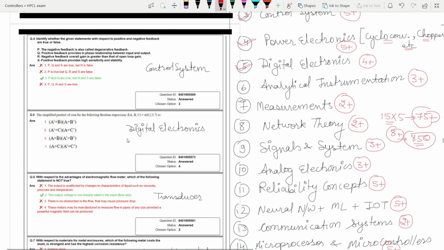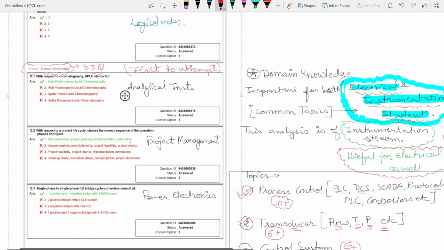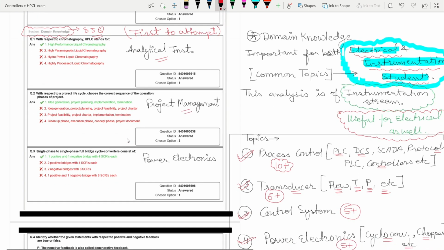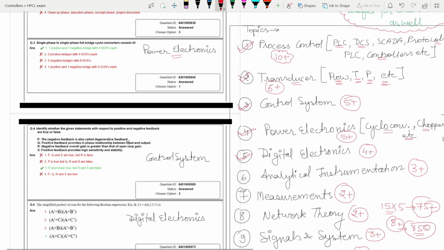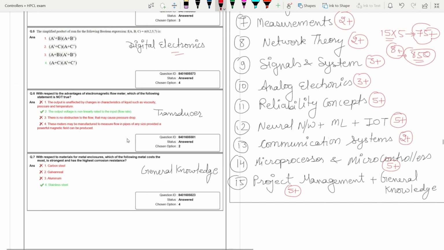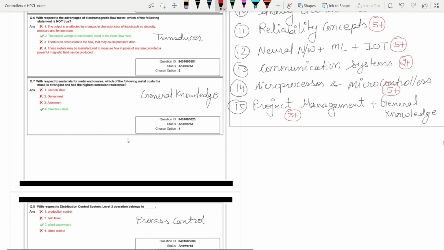Let's discuss the first question, which is based on analytical instrumentation. The next was based on project management, and you can read the question and get to know the difficulty level of this particular section. Question number 4 is from control system, then again digital electronics, then you have a transducer question, like the electromagnetic flow meter. And this is just a general knowledge question, like the highest corrosive resistance material we use in infrastructure development, like stainless steel.